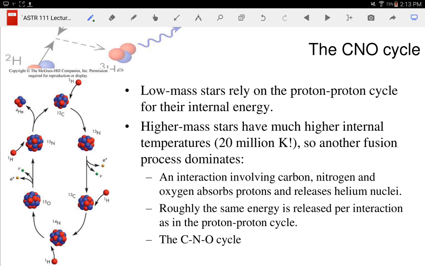Well, this nitrogen 13 isn't stable. It undergoes a decay where it gives off a positron. Positron, anti-electron. We saw that in the proton-proton chain. So we saw these coming off in the proton-proton chain. That was a good circle.